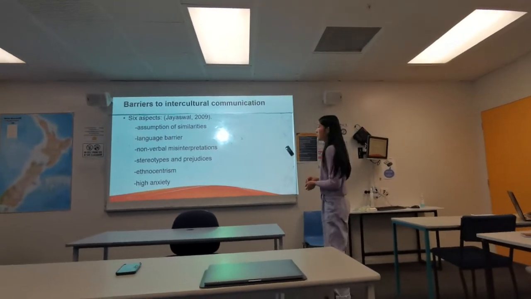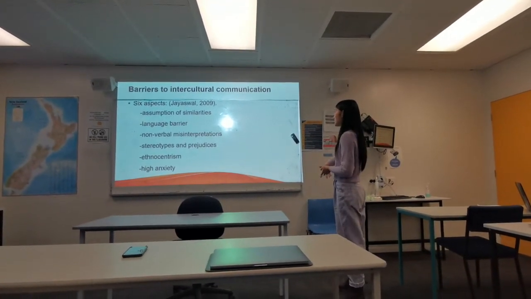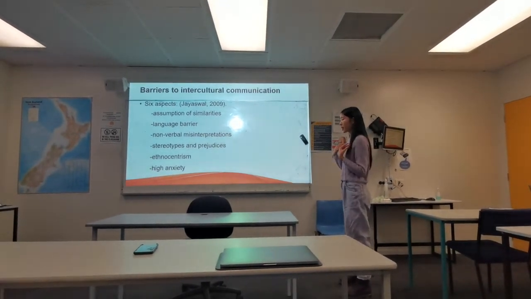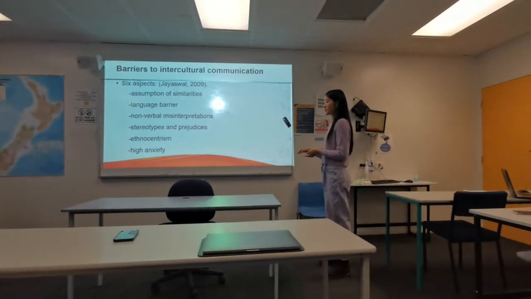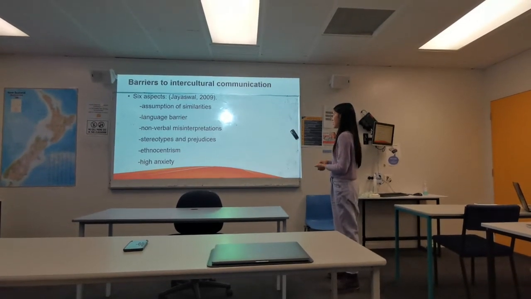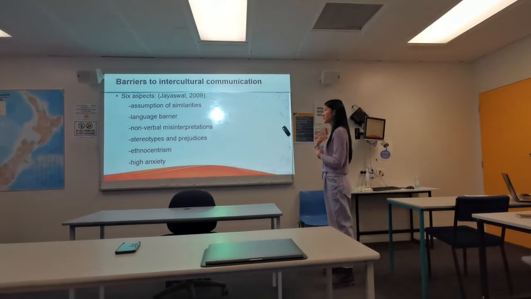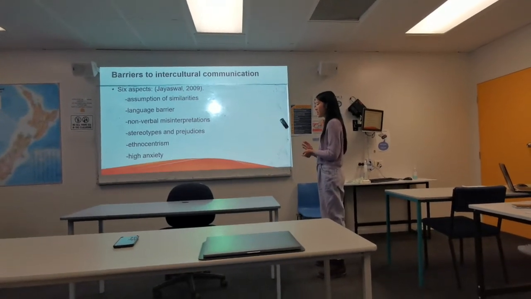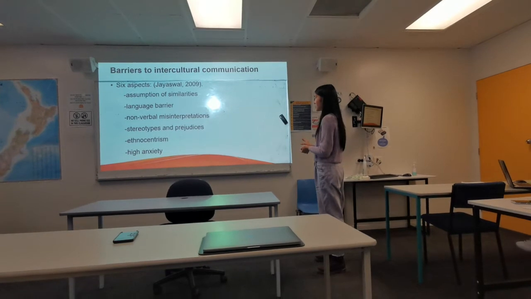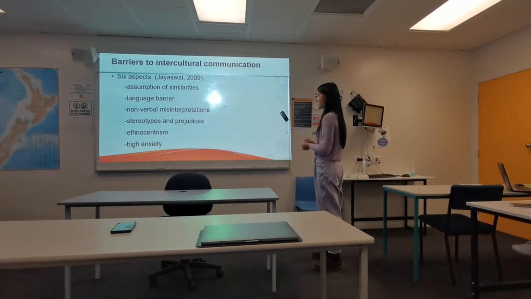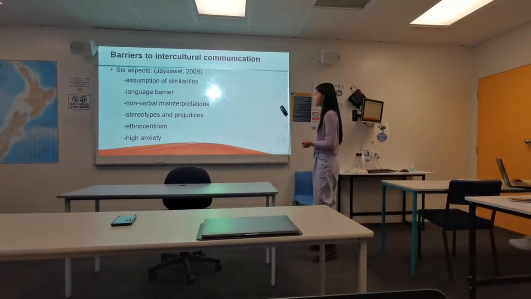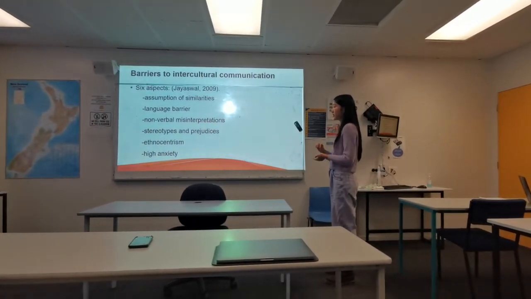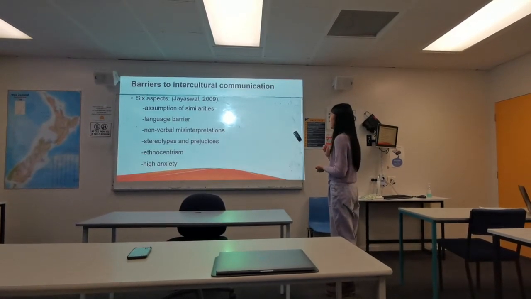So this one is barriers to intercultural communication. It can be divided into six aspects. The first one is assumption of similarities. It means people have their own cultural background, and they think there must be some similarities between different cultures, but I think it's not the right way of thinking, because different cultures differ in lots of aspects. So some assumptions are not right. Like language varies, because language is the basis of communication. So language barriers will be the biggest barriers to intercultural communication.